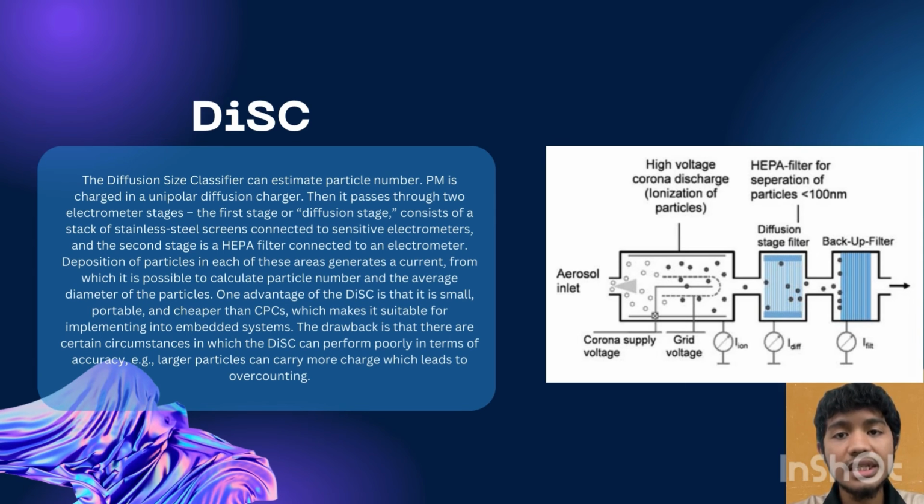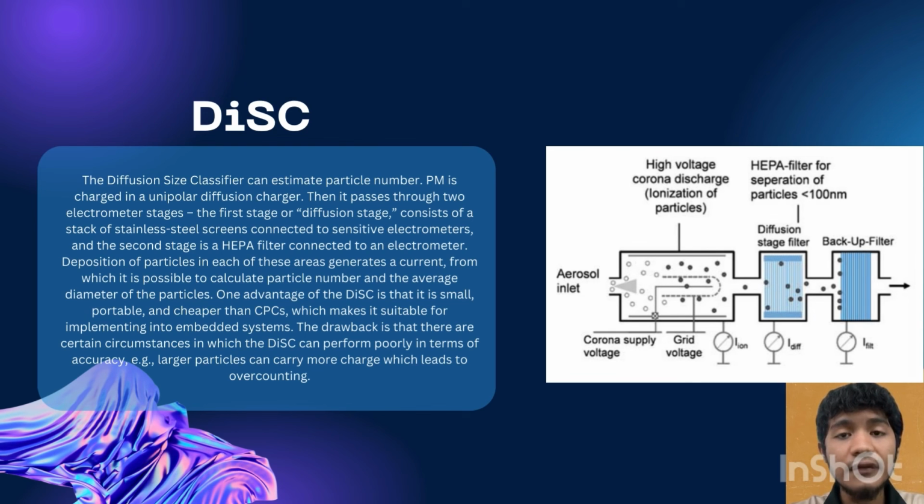The diffusion size classifier can estimate particle number. PM is charged in a unipolar diffusion charger. Then it passes through two electrometer stages. The first stage, or diffusion stage, consists of a stack of stainless steel screens connected to a sensitive electrometer. And the second stage is a HEPA filter connected to an electrometer. The deposition of particles in each of these areas generates a current from which it is possible to calculate particle number and the average diameter of the particle.